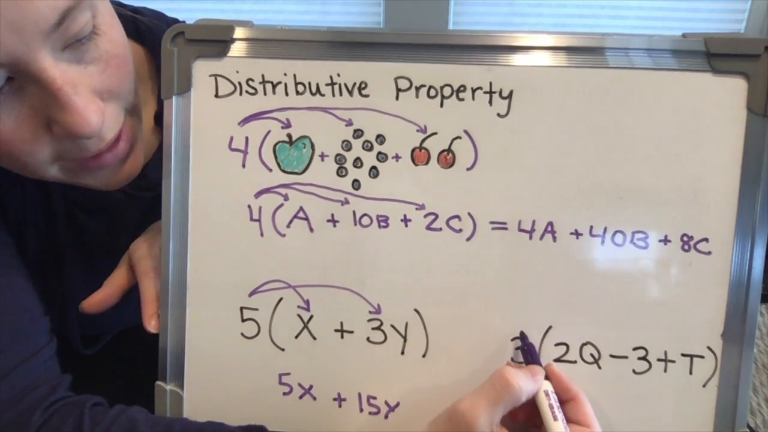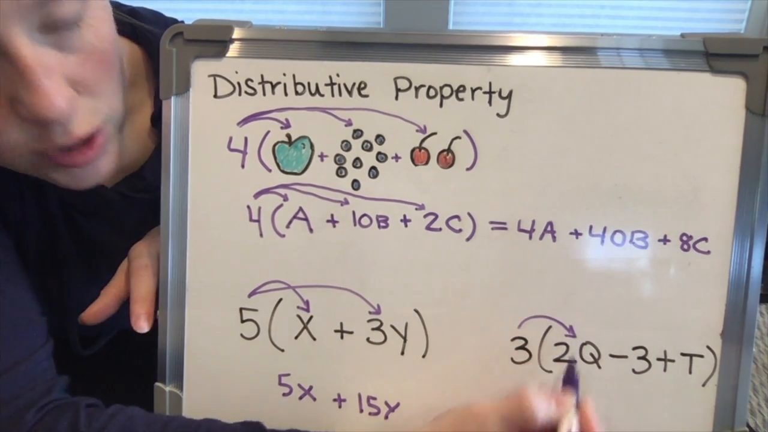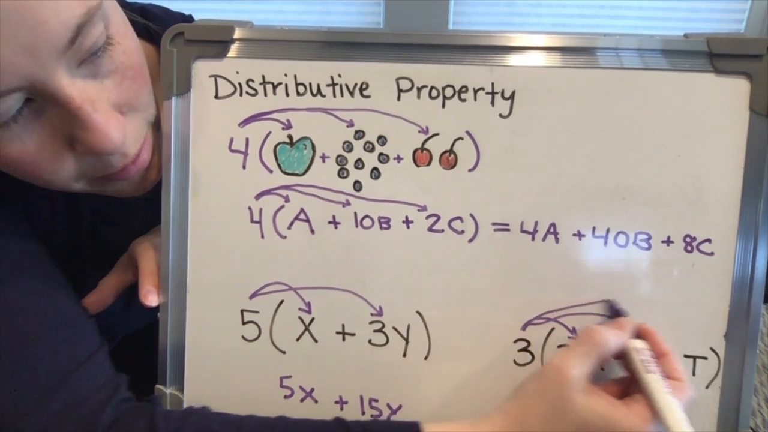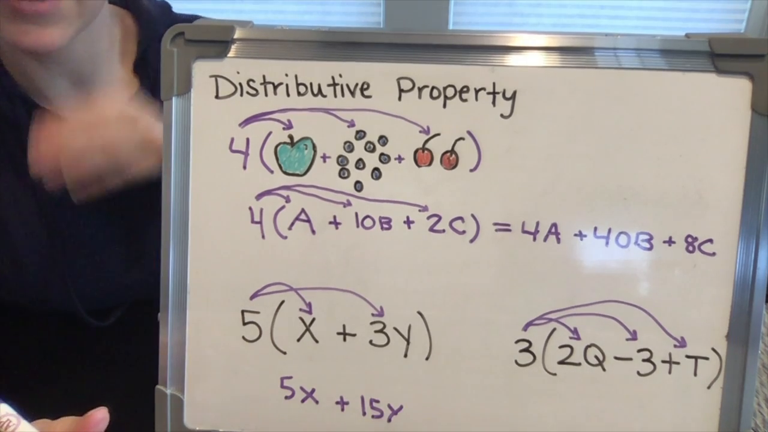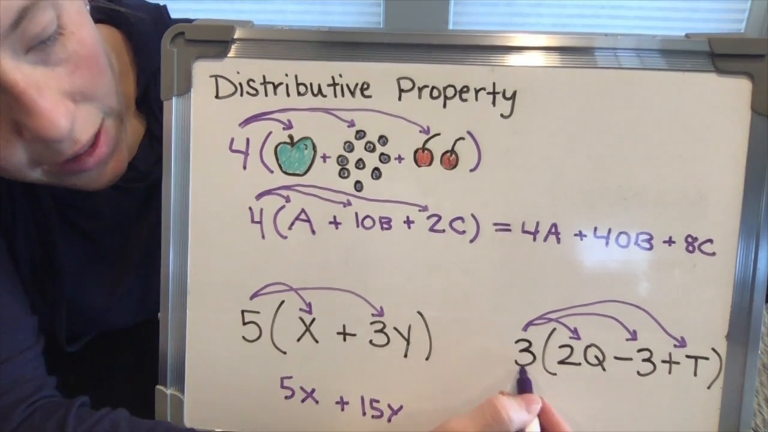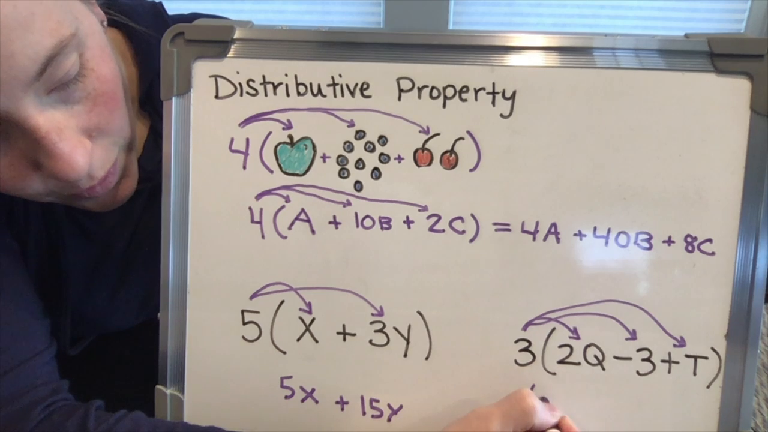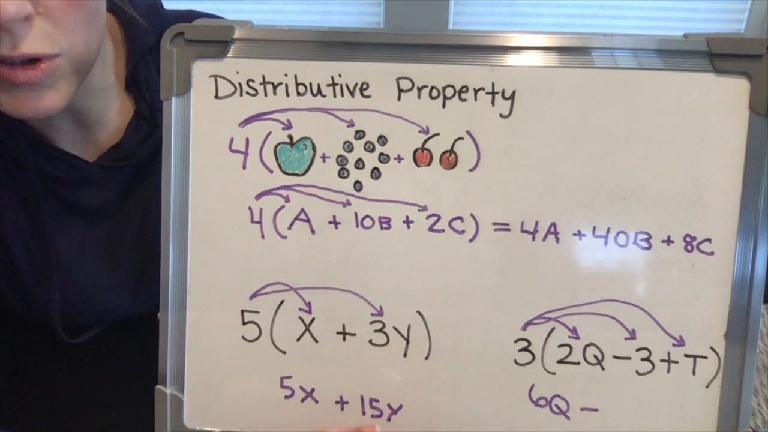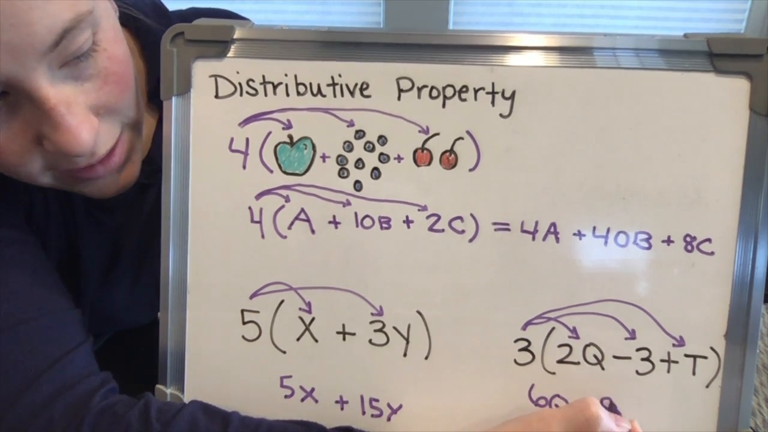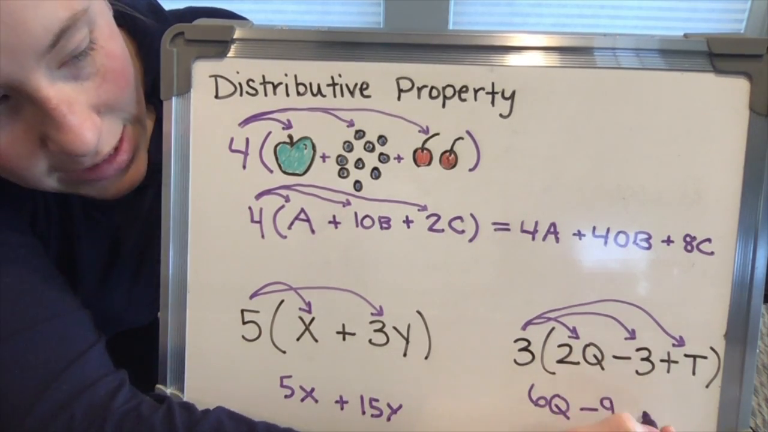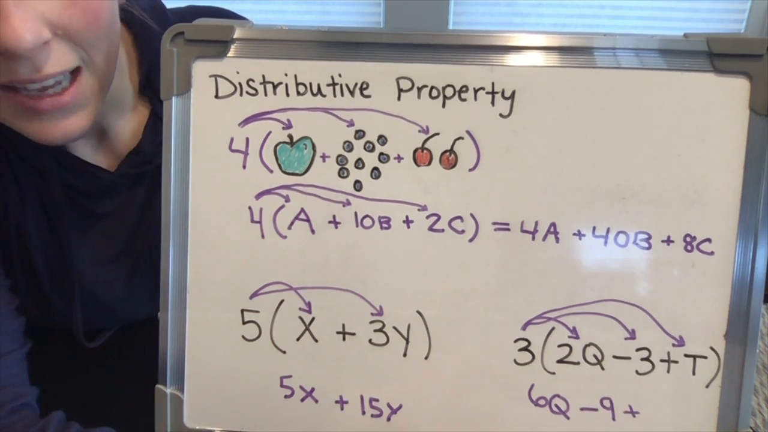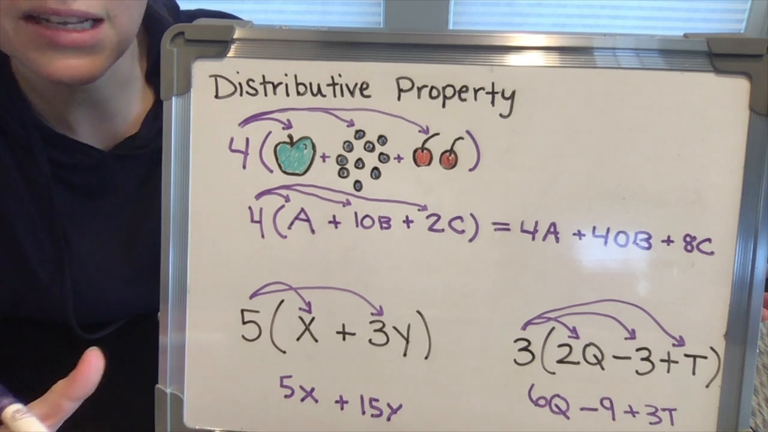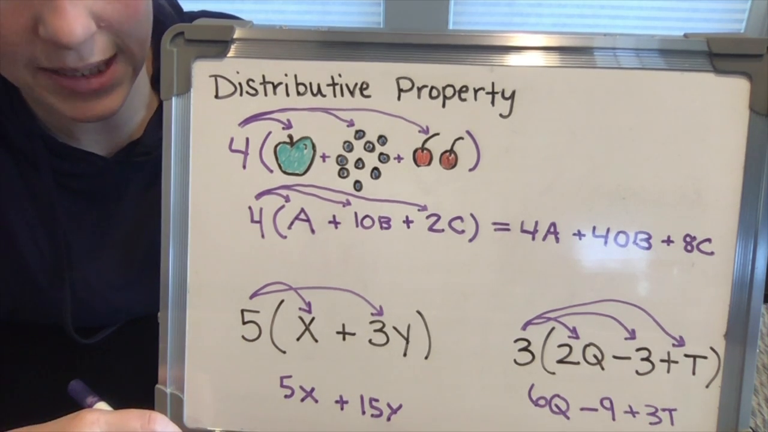Okay, and last but not least, we're going to do this one. I'm going to do 3 times 2q, 3 times 3, and 3 times t. That had 3 different terms inside the parentheses. 3 times 2 is 6q, so I'm going to write 6 times q. I'm going to borrow this symbol, which is a subtraction. 3 times 3, I know that answer is 9. I'm going to take the next symbol, which is plus, and 3 times t is 3t. So my final answer is 6q minus 9 plus 3t.